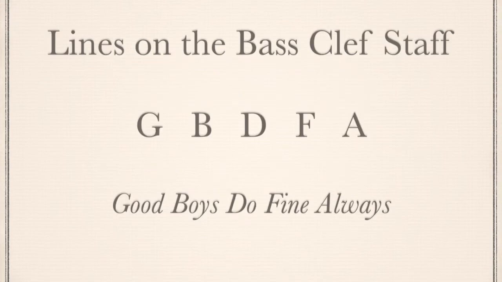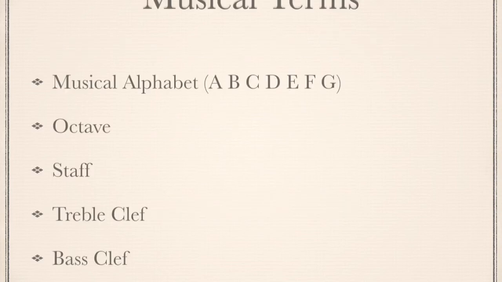And the lines on the bass clef staff, starting from the bottom, are G, B, D, F, and A. And the saying for that is, good boys do fine always. And the spaces on the bass clef are A, C, E, and G. And sometimes you can think of all cows eat grass. I've also heard all cars eat gas, but not hybrids. But at any rate, those are a few little tricks to help you.